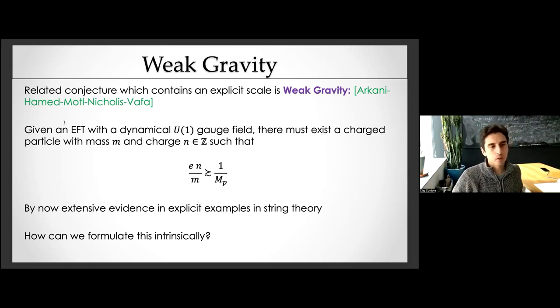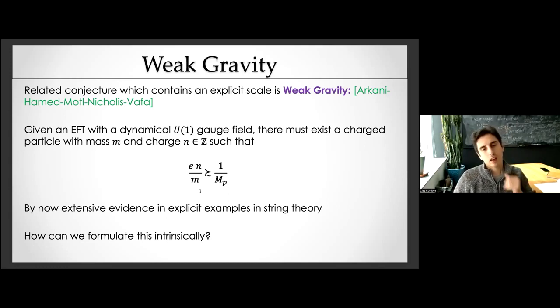So what does the conjecture state? It's very famous by now. It says, given an effective field theory with a dynamical U(1) gauge field, there must exist a charged particle with mass m and integral charge n obeying this inequality here. There are some order one numbers that maybe you don't need to take too seriously, but think about the parametrics of this inequality for now. And by now, there is extensive evidence for this conjecture in examples in string theory. So regardless of its initial motivation, the huge list of evidence makes us take it seriously.